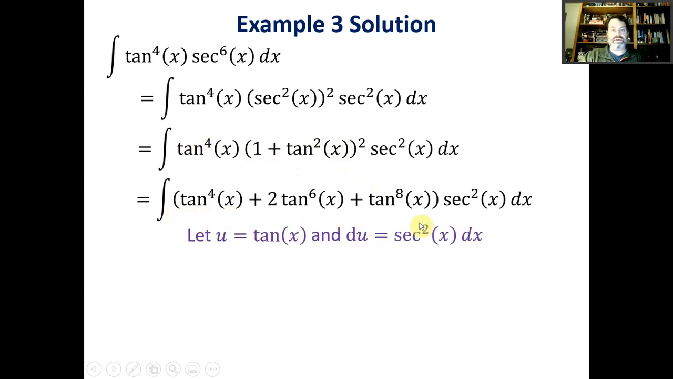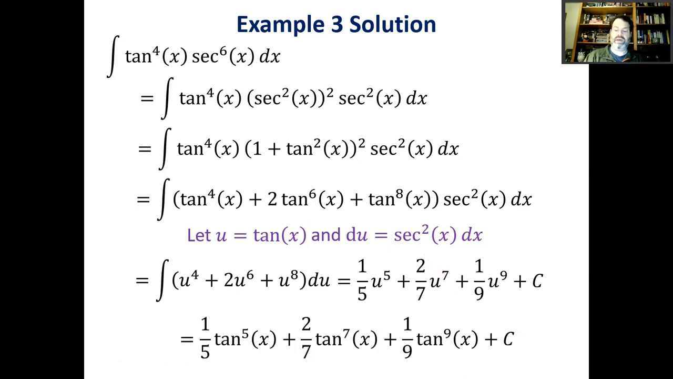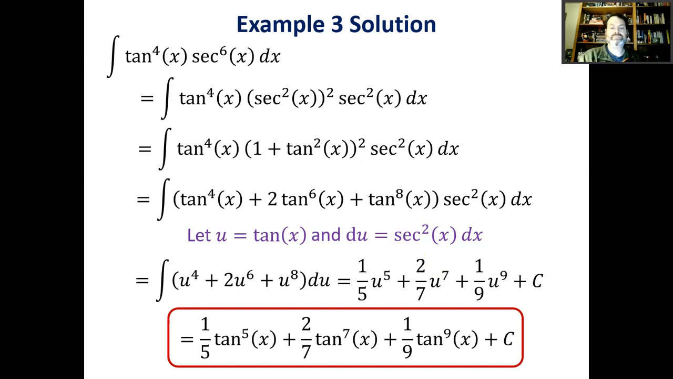Make the substitution u equals tangent. du is secant squared x dx. So that works out real nice. These all just become u. The integral's real easy. And then plug tangent back in and you're done. So that's when secant is even.